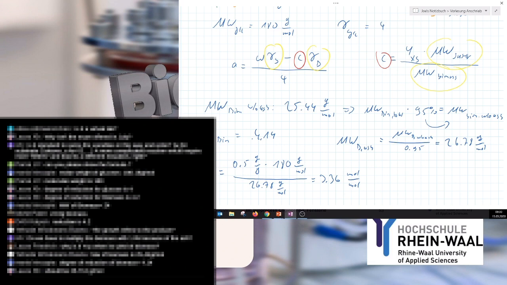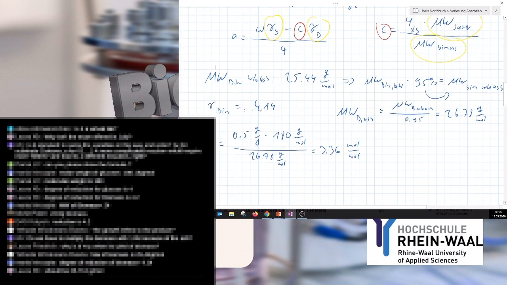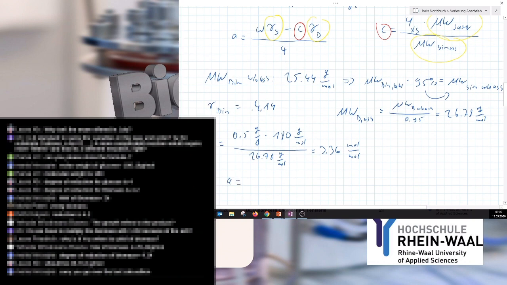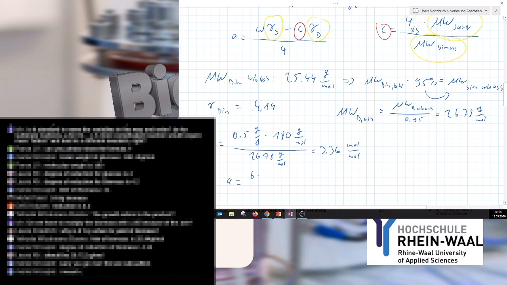But now at the end, don't forget, we want to calculate our oxygen demand. So now we have everything. We have our C, we have our molecular weights. We don't need any more, because we just needed the molecular weights for calculating the C, and we have our degrees of reduction. So we just put in everything and calculate the A. A is equal to the number of carbons in our glucose, which is 6, and then we had already calculated the degree of reduction of our glucose, which is 4, minus, now it comes C.